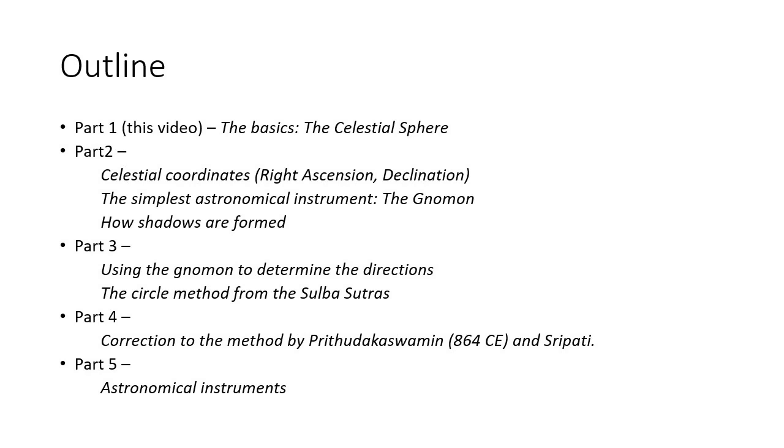And finally, in Part 5, I would like to give an overview of some of the astronomical instruments that were used in Hindu astronomy and the mathematical theory behind them. This will be based on the work of one very famous historian of Hindu mathematics. He was incidentally Japanese. His name was Yukio Ohashi, and I'll be using his works extensively in Part 5.